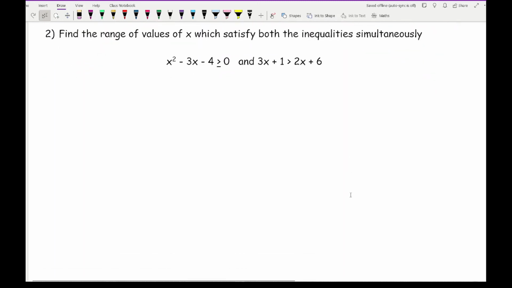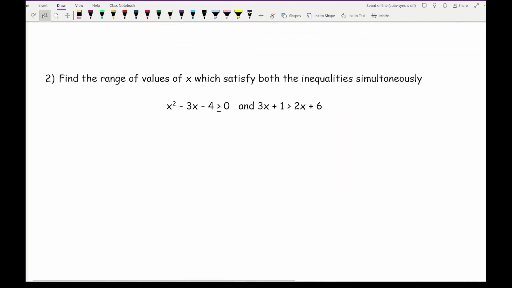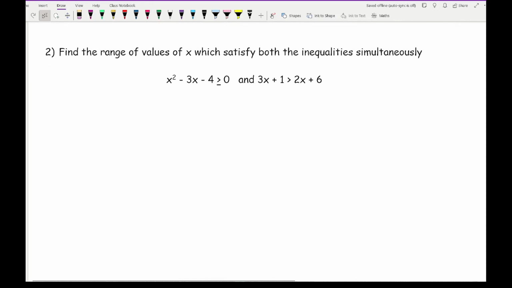So now let's have a look at another extension question, and this one says find the range of values of x which satisfy both inequalities simultaneously: x squared minus 3x minus 4 is greater or equal to 0 and 3x plus 1 is greater than 2x plus 6. So now let's have a look at solving these separately.